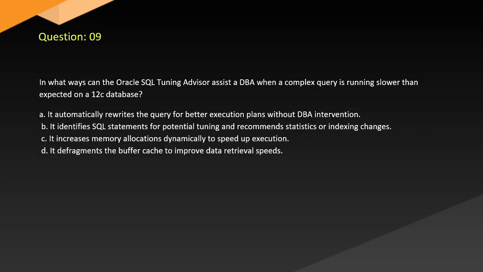Question 9. In what ways can the Oracle SQL Tuning Advisor assist when a complex query is running slower than expected on a 12c database? A. It automatically rewrites the query for better execution plans without DBA intervention. B. It identifies SQL statements for potential tuning and recommends statistics or indexing changes. C. It increases memory allocations dynamically to speed up execution. D. It defragments the buffer cache to improve data retrieval speeds.